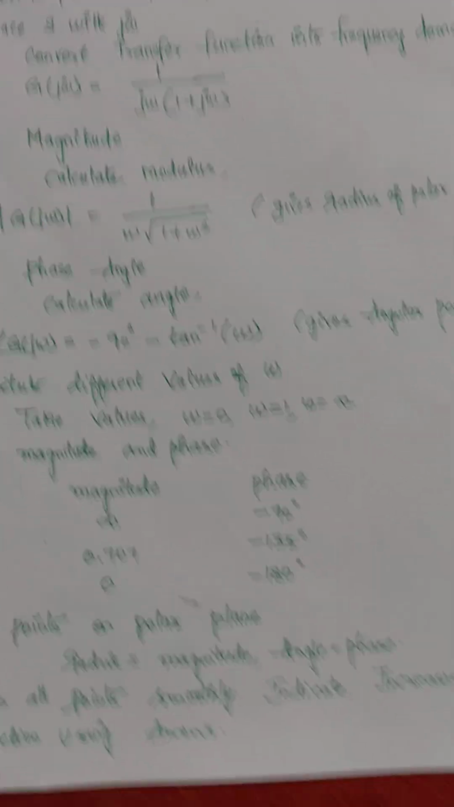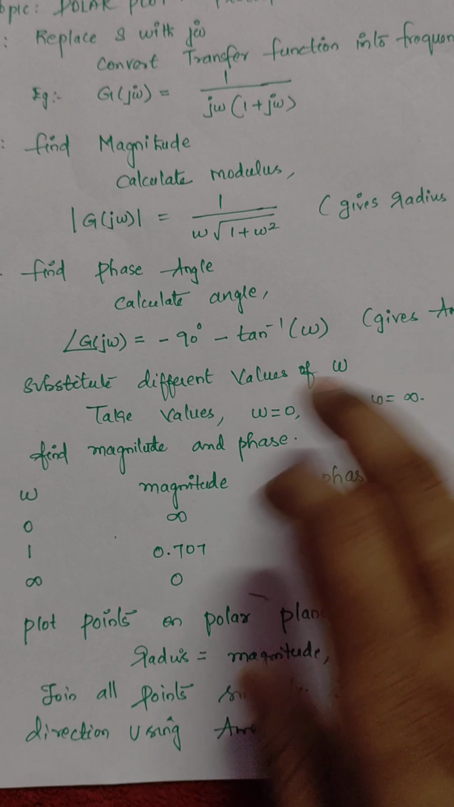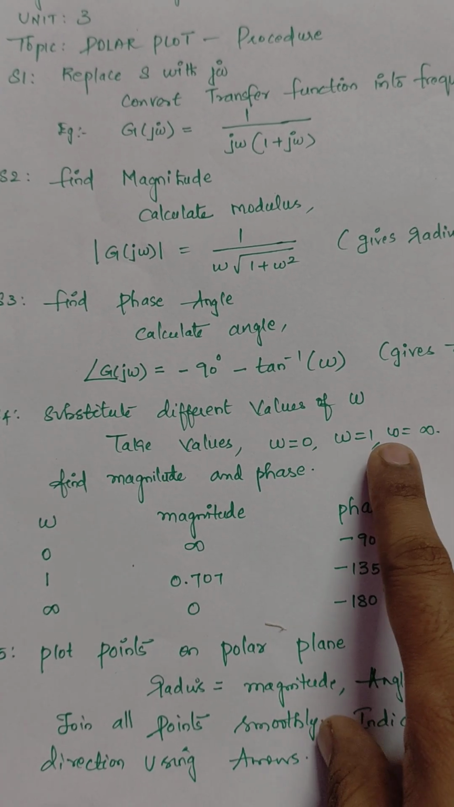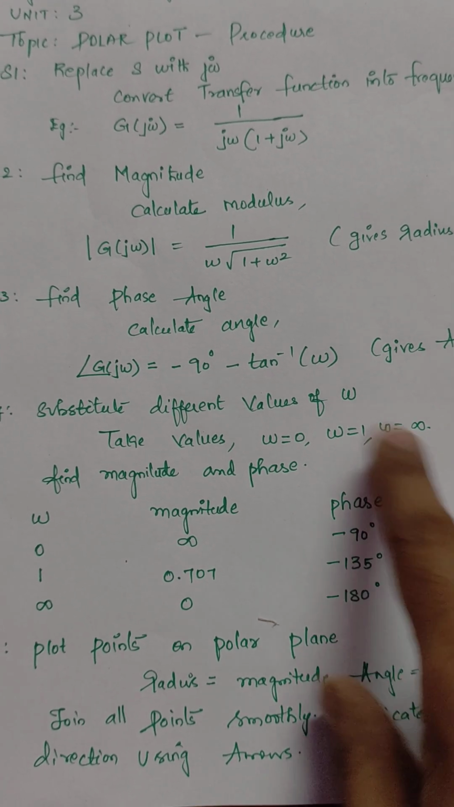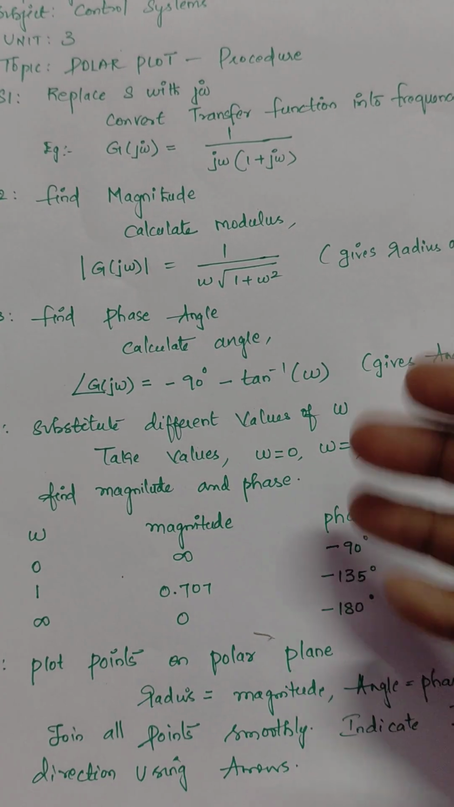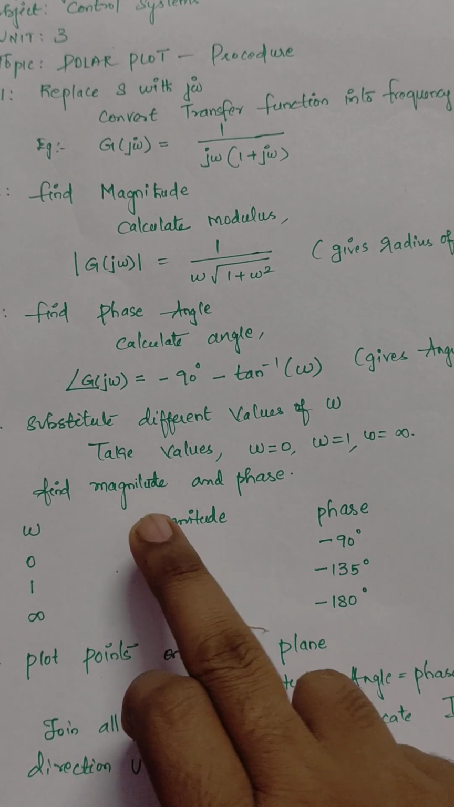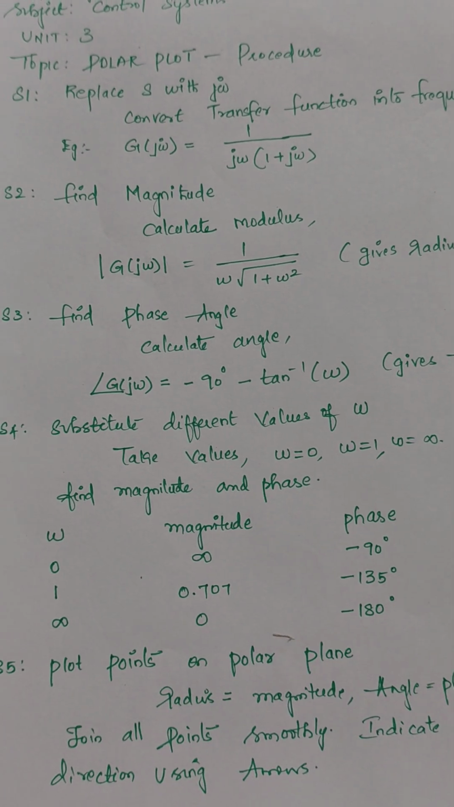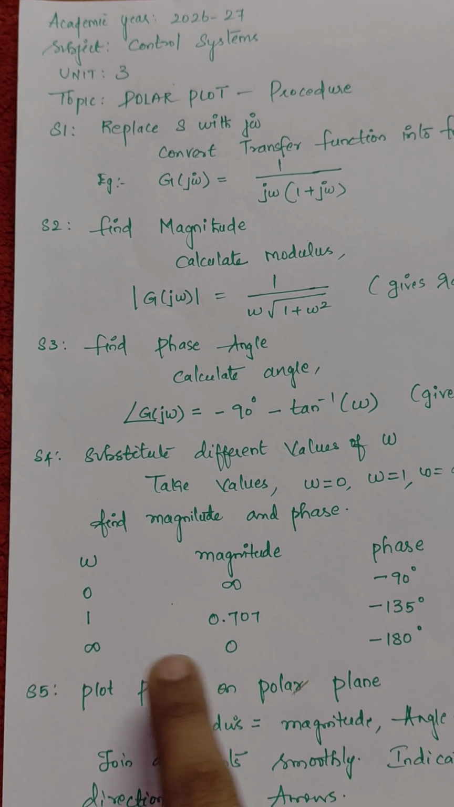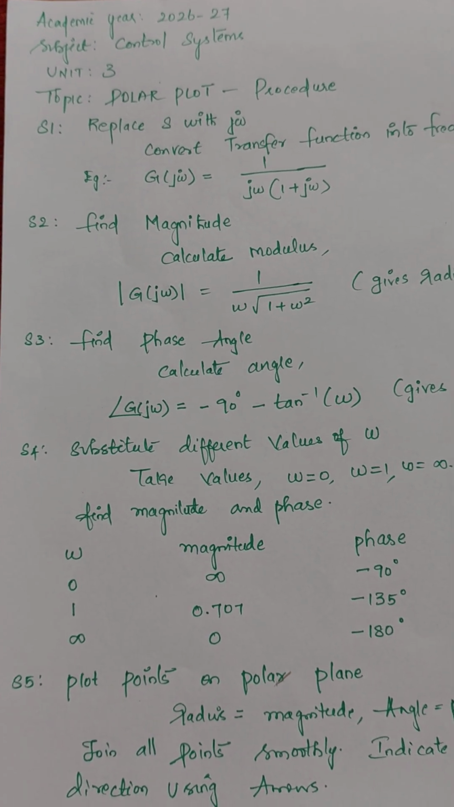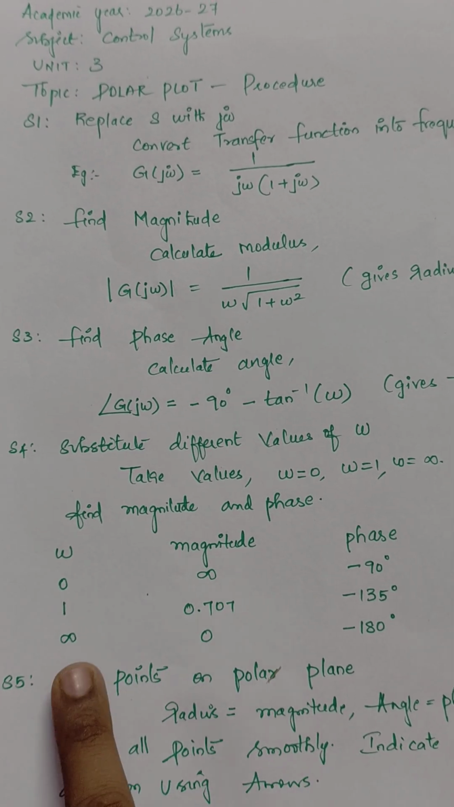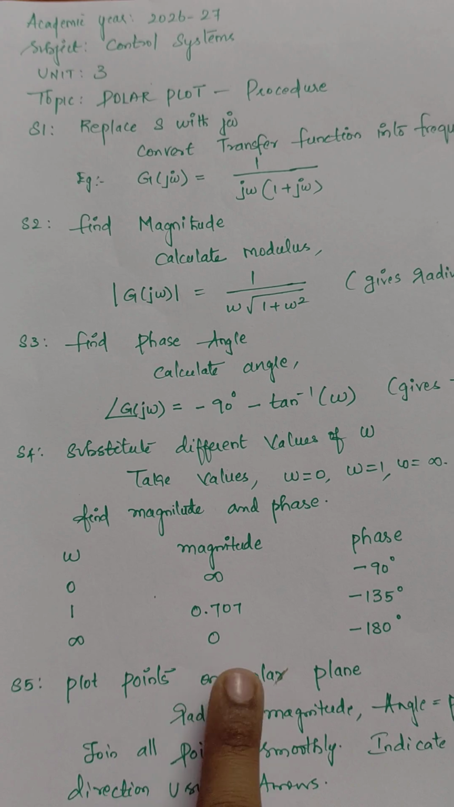Substitute the different values of omega. Suppose I'm taking three different values: 0, 1 and infinity. Now find the magnitude and phase for these particular values. So take the omega value, the magnitude value, and the phase value. For omega 0, 1, infinity, you'll get the magnitude: for 0 it is infinity, for 1 it is 0.707, for infinity it is 0.